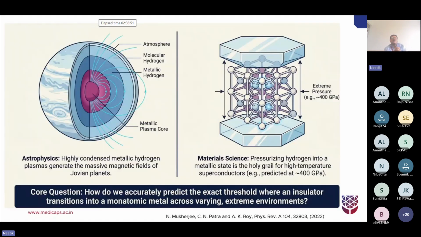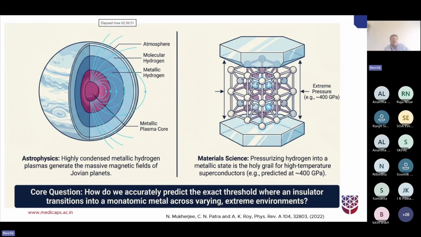Now we also study metallization in the hydrogen atom, because in highly condensed matter in space, particularly in Jovian planets, hydrogen atoms are found in metallic conditions. And in recent years, it has been found that at 400 gigapascal, hydrogen can become a metal.